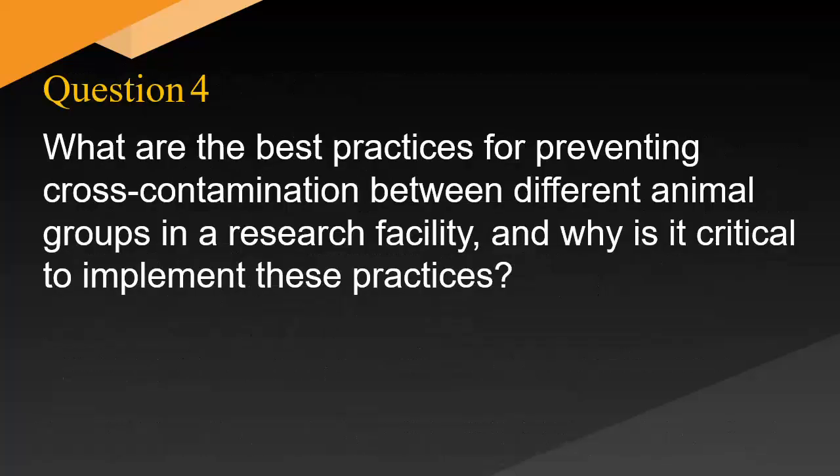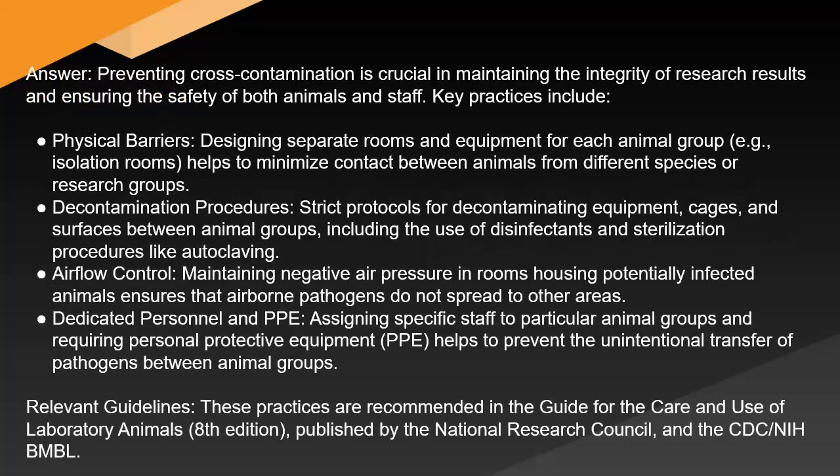What are the best practices for preventing cross-contamination between different animal groups in a research facility, and why is it critical to implement these practices? Answer: preventing cross-contamination is crucial in maintaining the integrity of research results and ensuring the safety of both animals and staff. Key practices include physical barriers, designing separate rooms and equipment for each animal group, e.g.